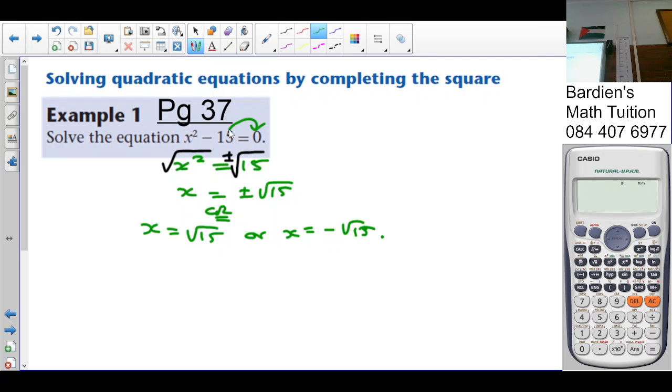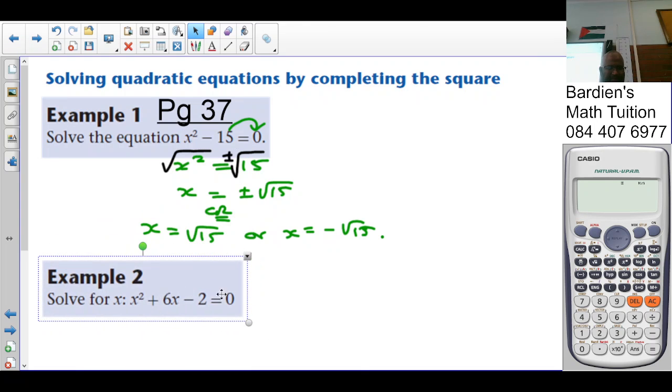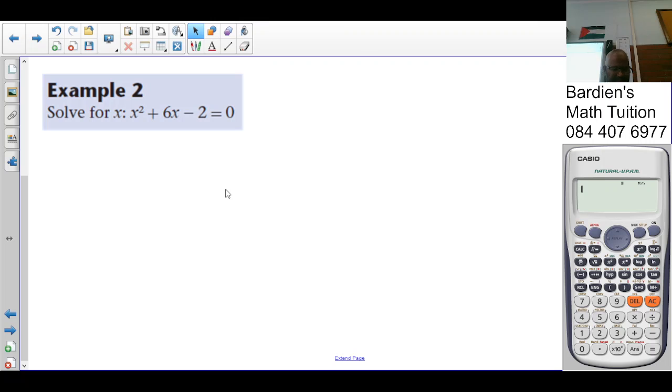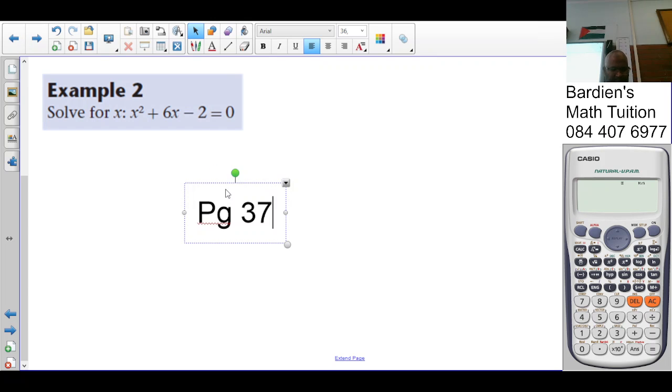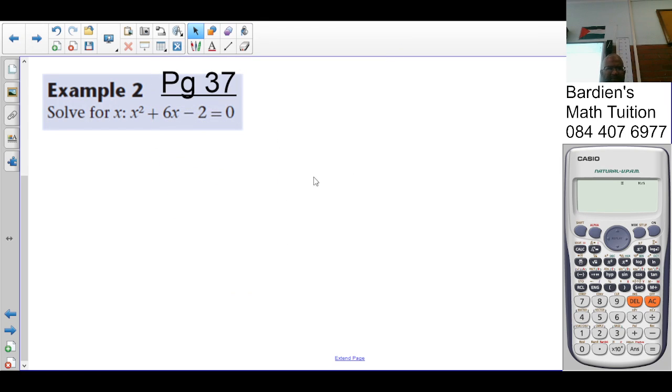Right, you guys understand? Any confusion there? Any questions? No? Right. Let's look at example 2. It's also on page 37. Okay.